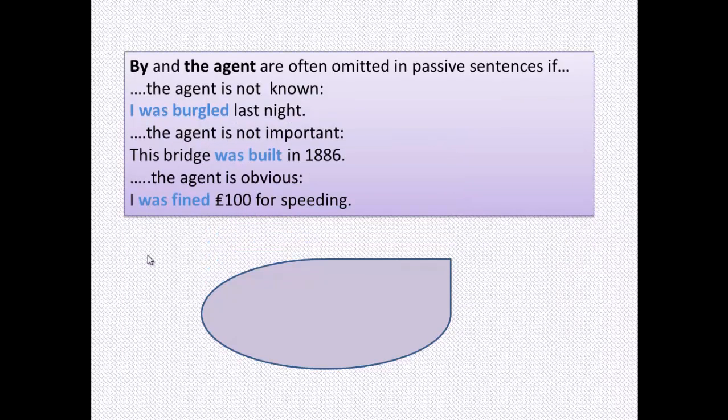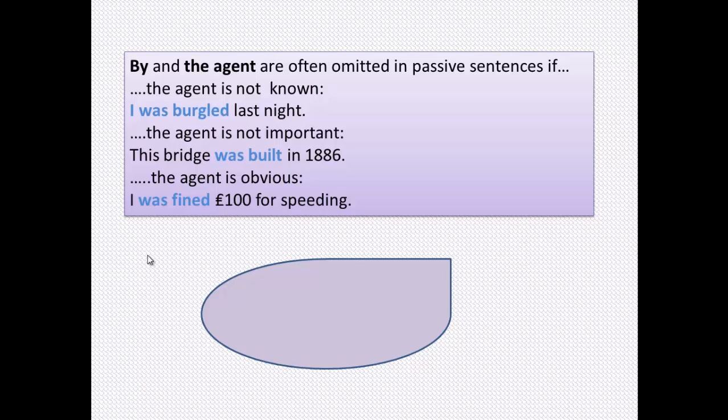By and the agent are often omitted in the passive sentences if, number one, the agent is not known. Here the agent is the doer, somebody or something, sometimes, who or which does the work. So by and plus the agent or the doer are often omitted in the passive sentences.